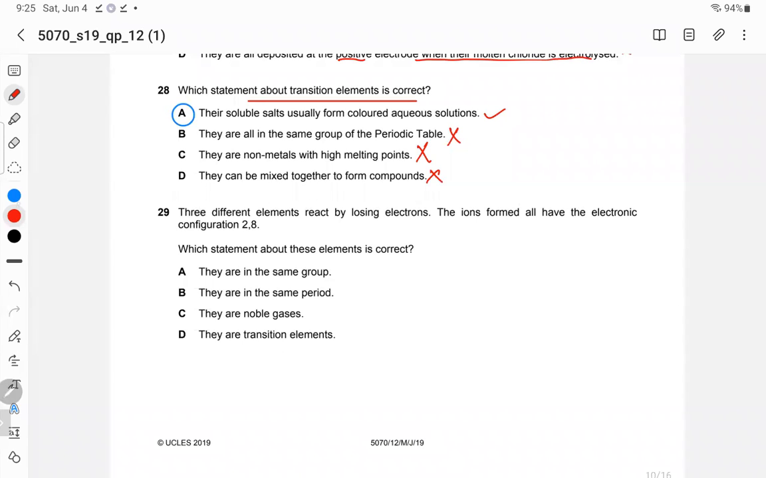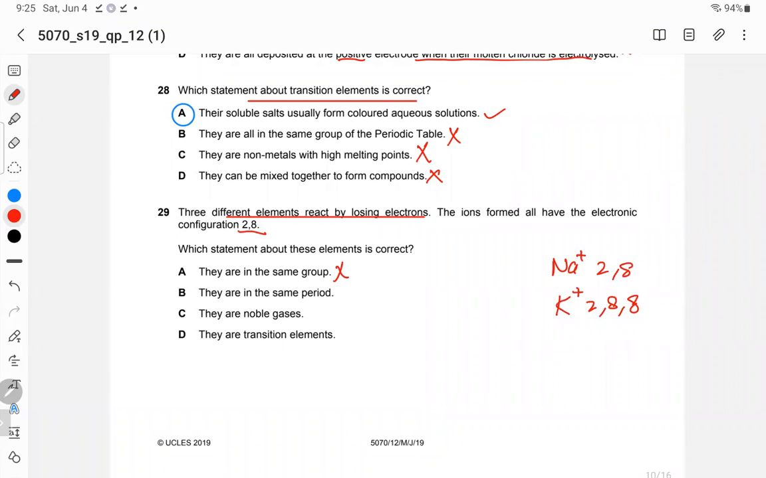Okay. Now question number 29. Three different elements react by losing electrons. A. The ions all have the electronic configuration 2,8. They are in the same group. No, if they are in the same group, their number of shells increases. For example, if you look at sodium and potassium, the sodium ion has electronic configuration 2,8. The potassium ion has electronic configuration 2,8,8. Did you understand?